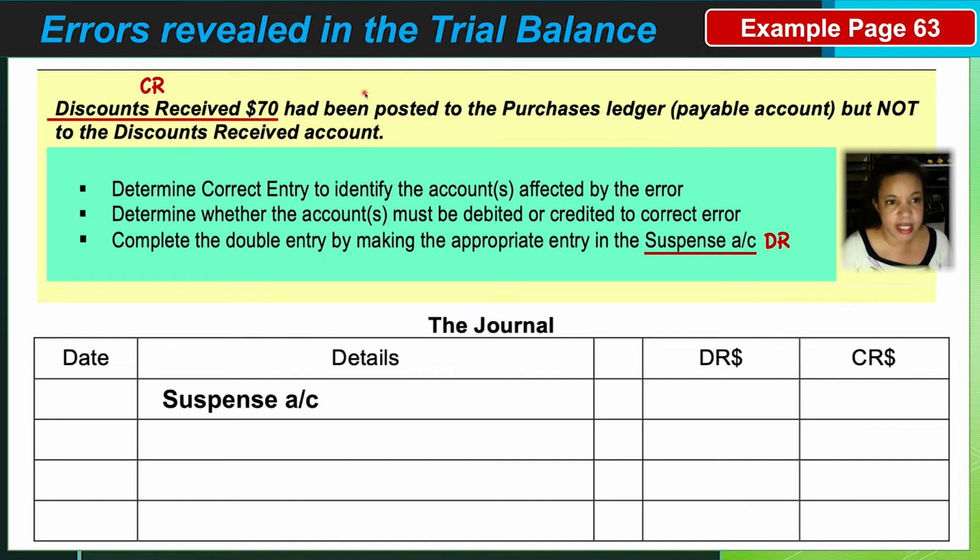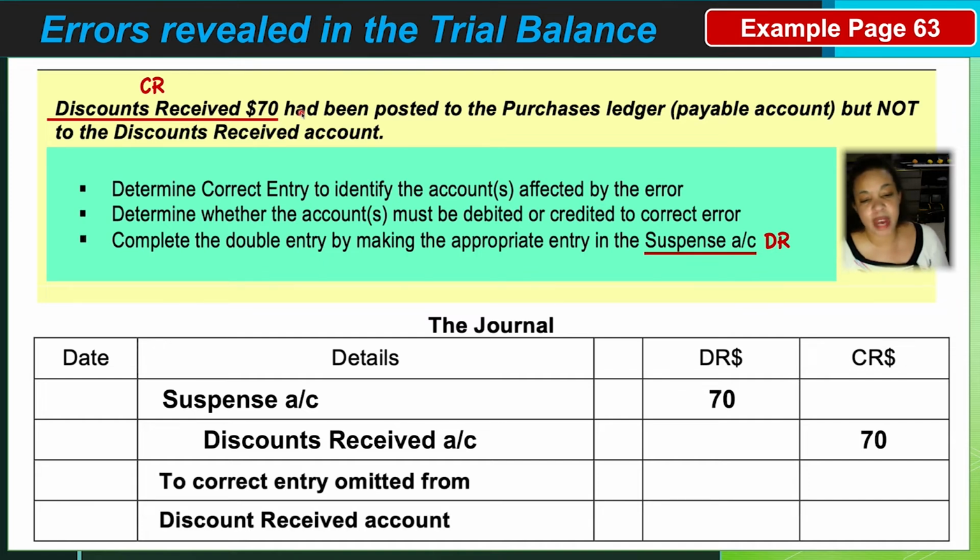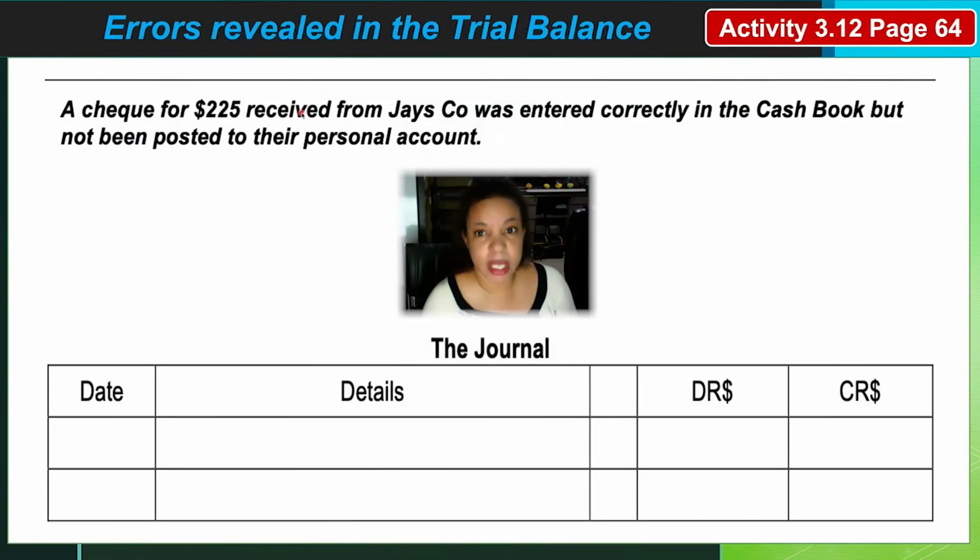So you're going to credit discount received and debit suspense account $70 to correct the entry omitted from the discount received account. So let's go really quickly with this because I don't want to take up much of your time, and you could always pause and rewind.